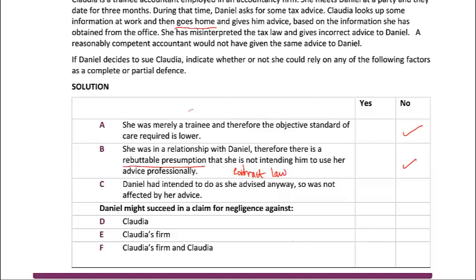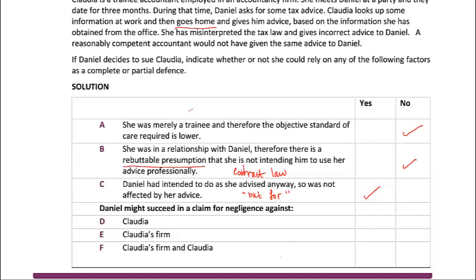Part C though, what if Daniel had intended to do as she advised anyway? So he wasn't affected by her advice. That is relevant to negligence, isn't it? Because that is the Book 4 test. That's very similar to the jib fastness case we looked at. If we took away her negligent advice, would he still have suffered the loss? Well, if that is the case, then that would be a defence to Claudia.